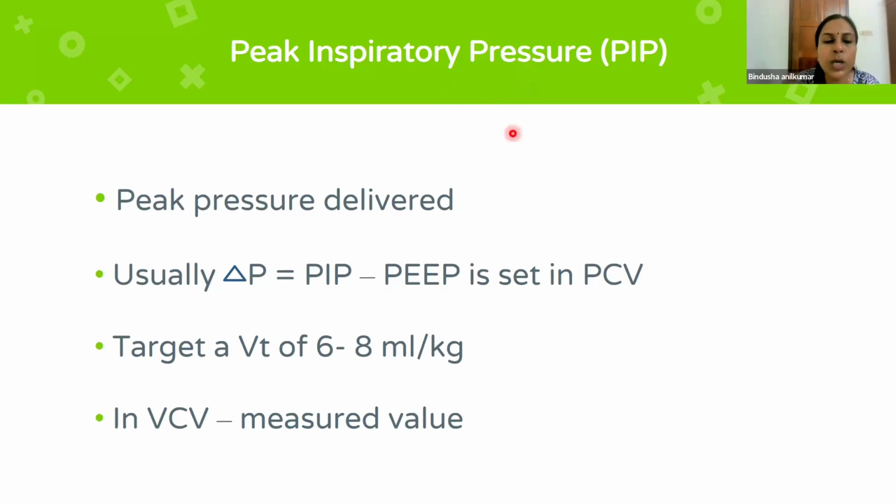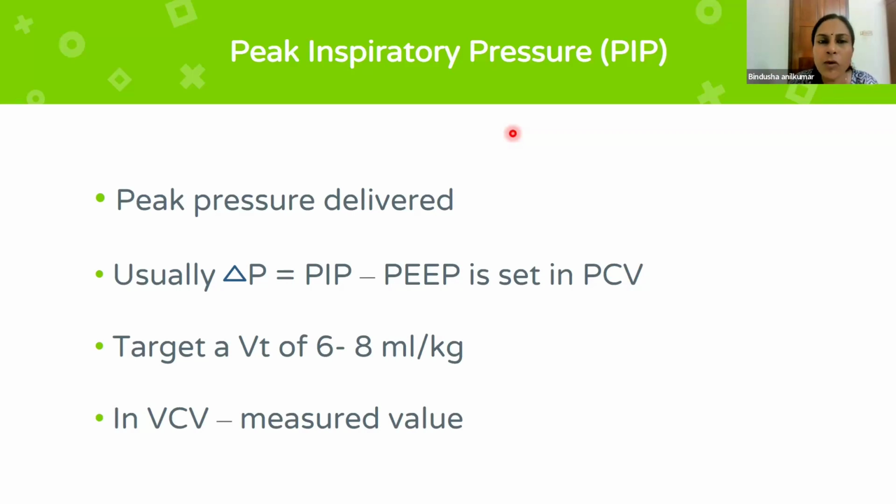The PIP is set so as to deliver a target tidal volume of 6 to 8 ml per kg. If it is a normal lung, you can deliver up to 8 ml per kg. If it is a diseased lung or a lung with lower compliance, you will target a tidal volume of only 6 ml per kg. Usually, in most of the pediatric initial settings, we can keep a PIP of somewhere around 15 cm. If the patient is not getting your target tidal volume, you will increase it, and if the patient is having excess tidal volume, you will decrease the PIP.